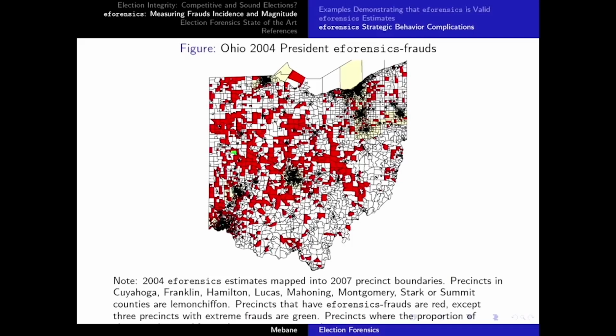Here's what it looks like if you plot it on a map. In red are all the precincts, and these are 2007 precincts that we plotted the 2004 data into because I didn't have shapefiles for 2004, but I had the addresses for the precincts. That's a lot of fraud. My RA, when he saw this plot, kind of gasped. He's in Ohio. He said, okay. So I said, calm down.